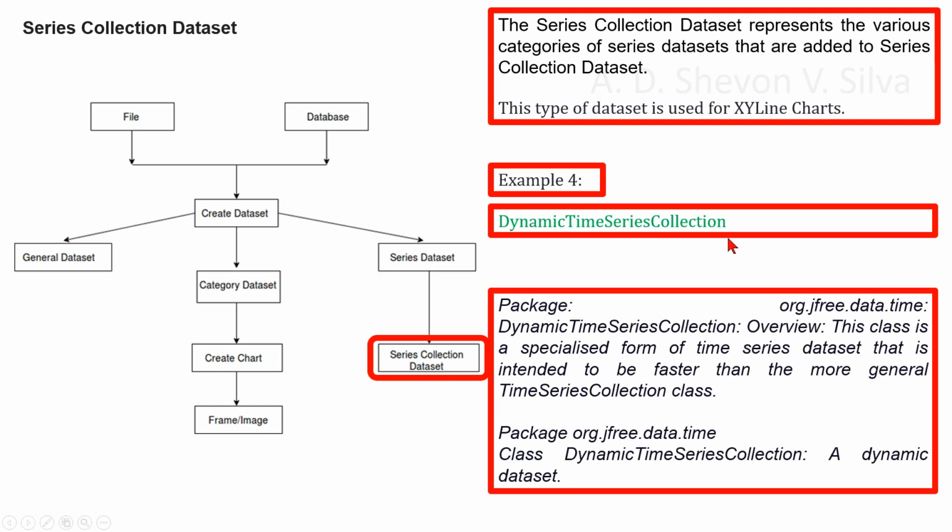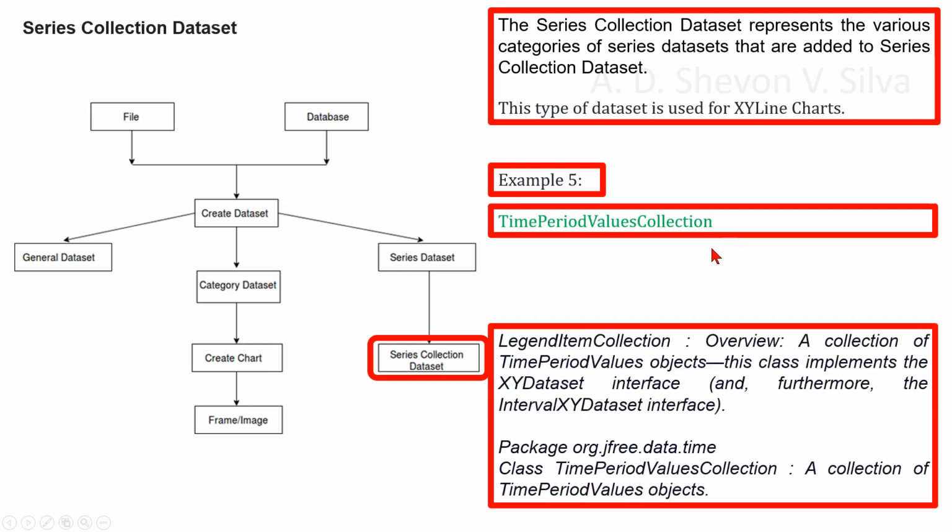Overview in DynamicTimeSeriesCollection in package org.jfree.data.time. This class is a specialized form of time series dataset that is intended to be faster than the normal general TimeSeriesCollection class. You can use this dataset when you have one or more series containing time series data, all with the same regular time values, and when you need to drop old data as newer data is added.